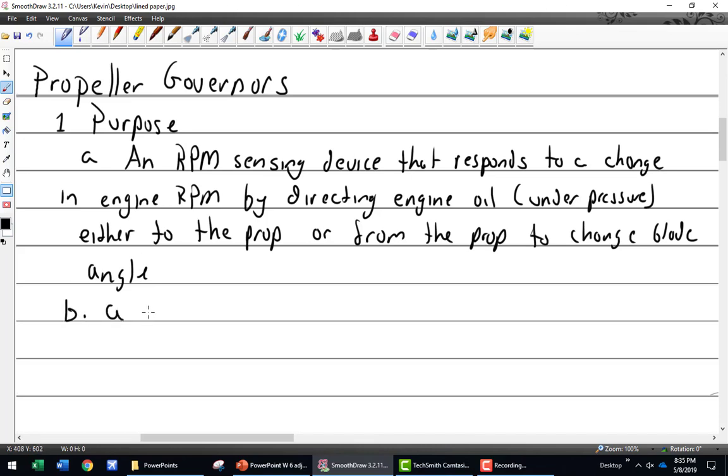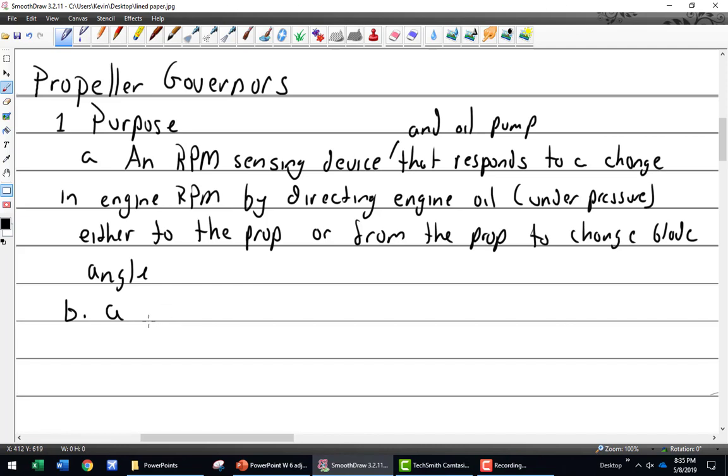Should it be an RPM sensing device and an oil pump? Well, yeah, I could. An RPM sensing device and oil pump. That's fine. And oil pump. That's why I added under pressure over here.